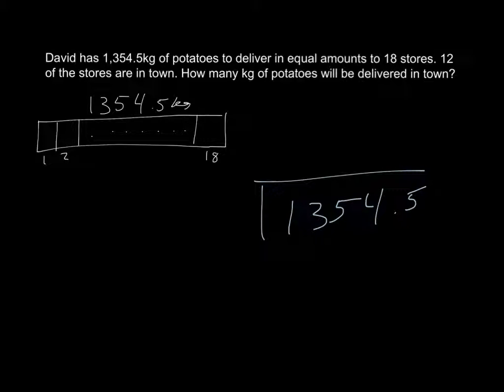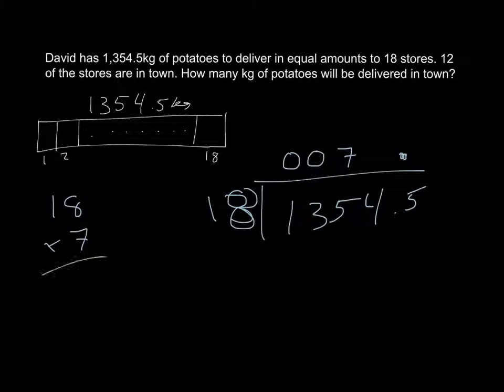1,354.5 kilograms by 18. And I'm going to remember to bring up my decimal right away. I know that 18 does not go into 1, it does not go into 13, and it does go into 135. And I'm going to estimate and say that 18 rounds to 20, and 135 rounds to 140. 20 goes into 140 about 7 times. Then I'll do 18 times 7, which gets me 126.